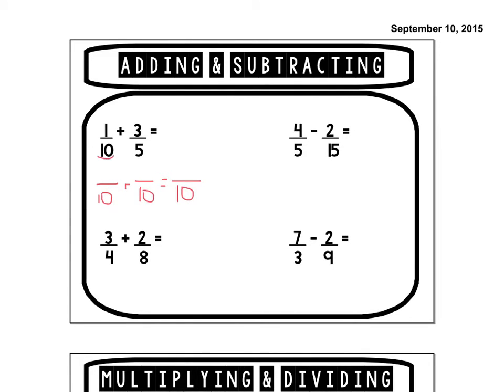So this first fraction, we don't actually have to change because it's already over 10, but the second fraction, we'd have to multiply it by 2 to get to 10. So we end up with 1/10 plus 6/10 equals 7/10.